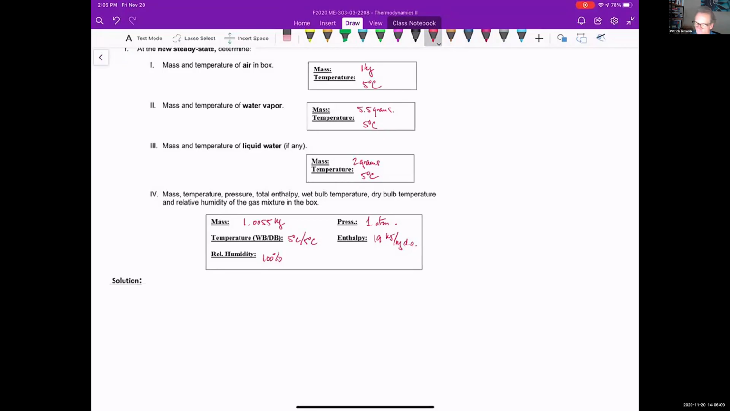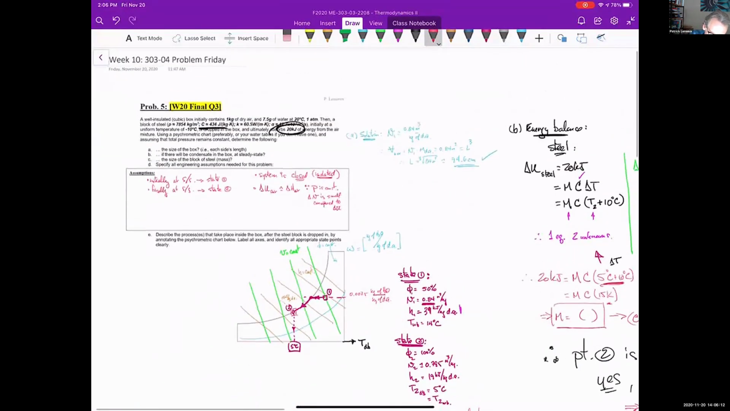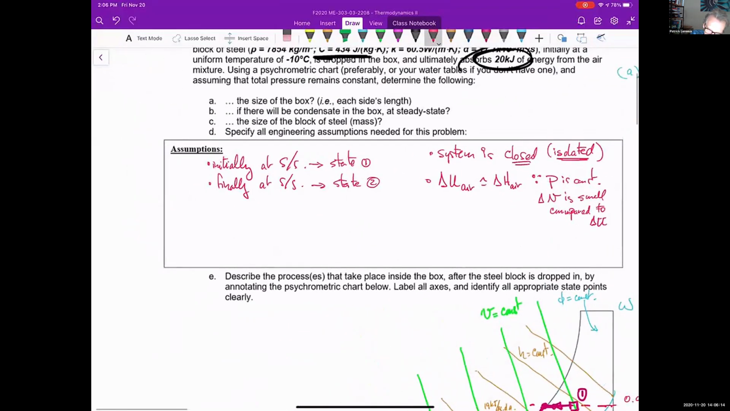Like, for example, we have assumed that the volume of the steel doesn't affect anything in the box. Volume of steel is negligible. We've also assumed that the energy of liquid water is negligible. I think once you have 4 or 5 assumptions that are reasonable, it's all good.